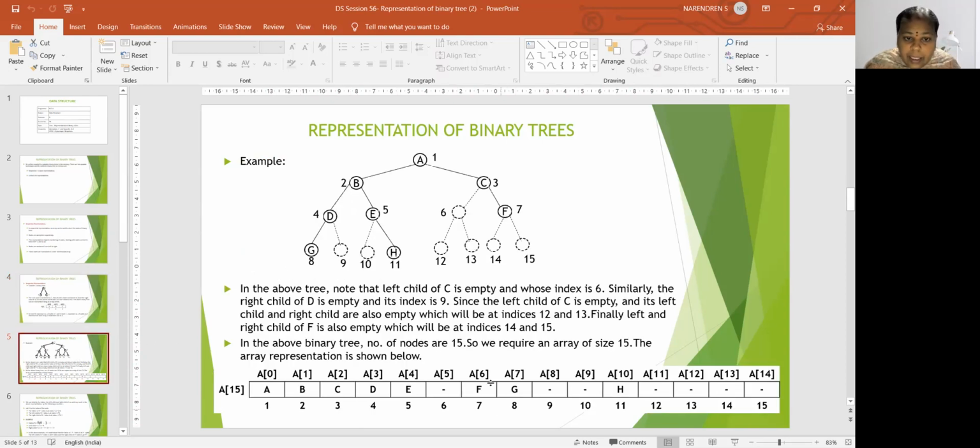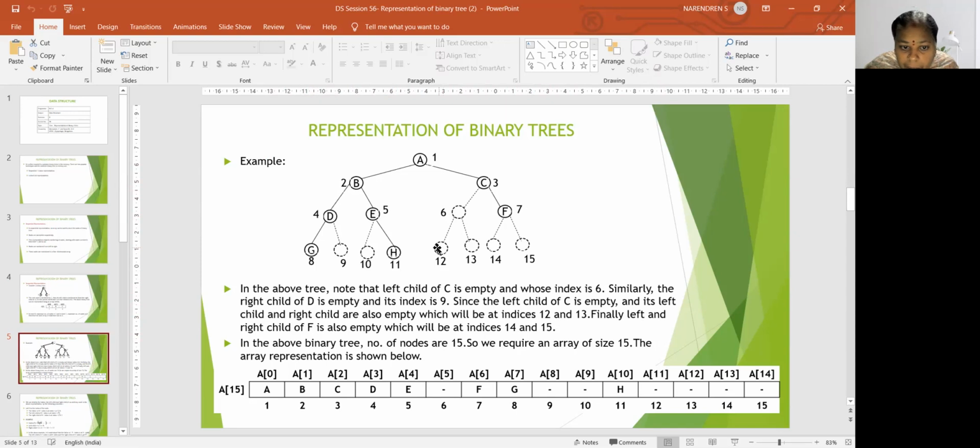Similarly, this is another example with many more nodes. A is the root node. It has a complete binary tree, B and C. Again, B has children D and E, and D and E each have children. In the above tree, note that the left child of C is empty. This is an empty node, and its left child and right child are also empty, which will be at indices 12 and 13. Finally, the left and right child of F are also empty, which will be indices 14 and 15.